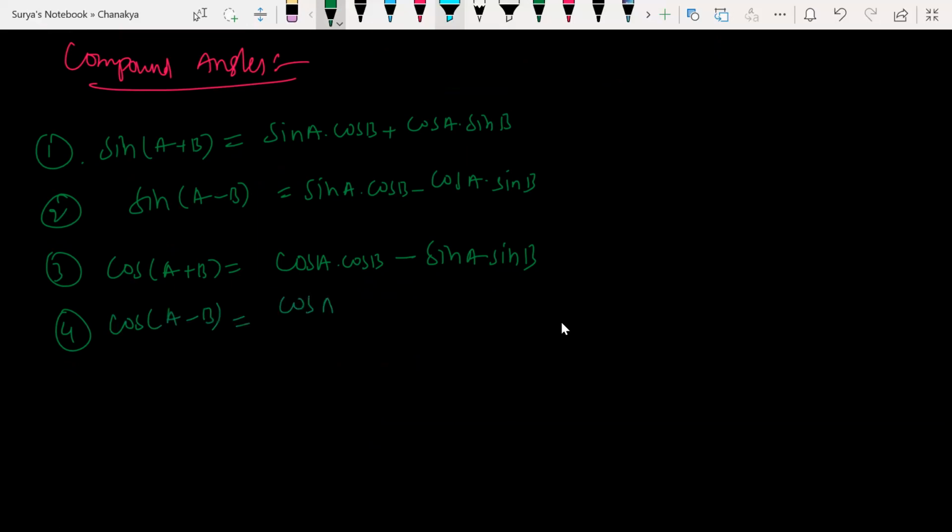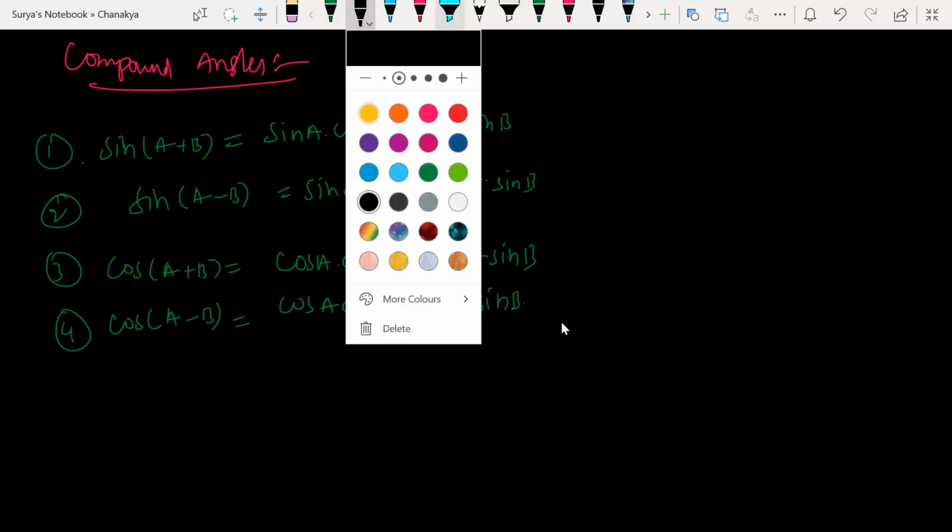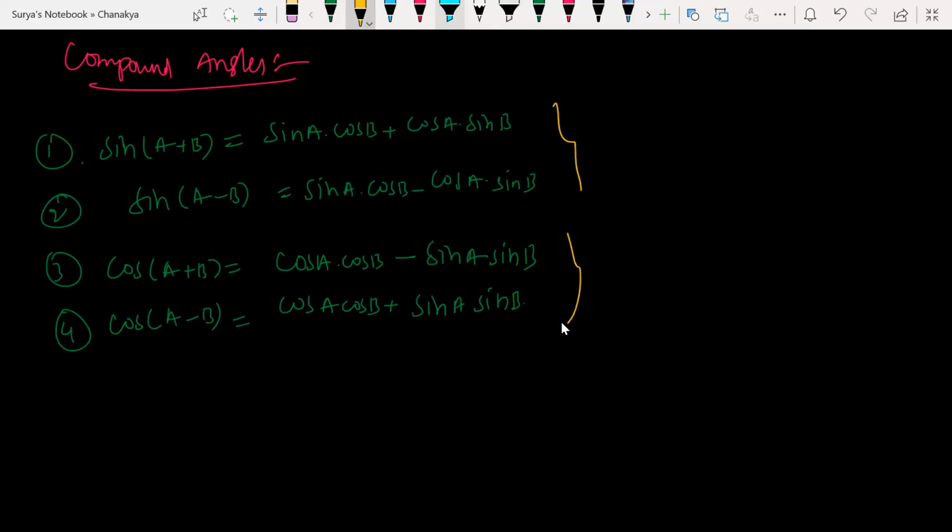Cos A minus B is cos A cos B plus sin A sin B. These are four very, very important formulas from the JEE point of view. They'll come in sums. Very, very important.